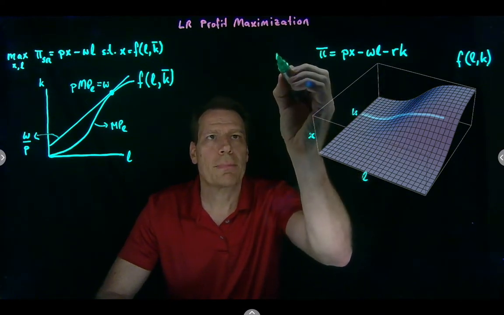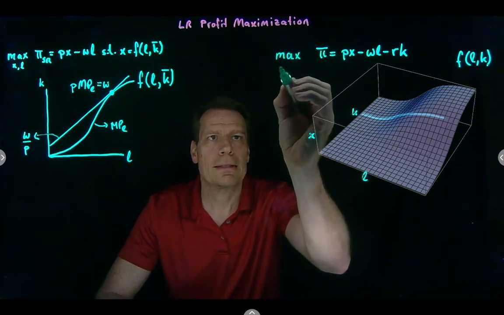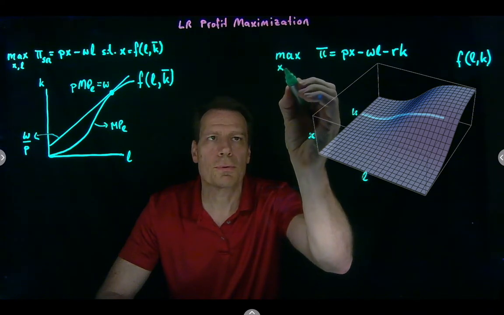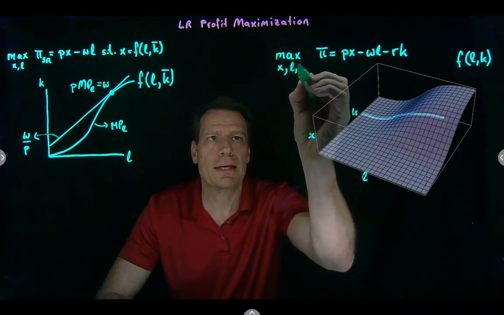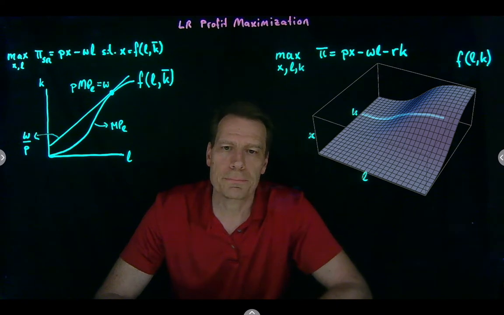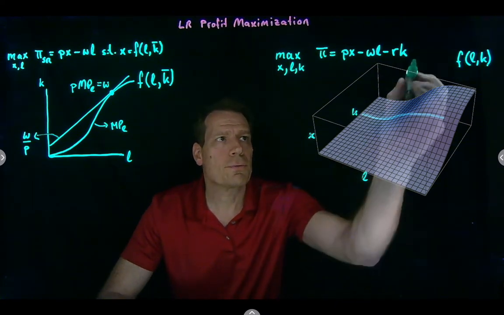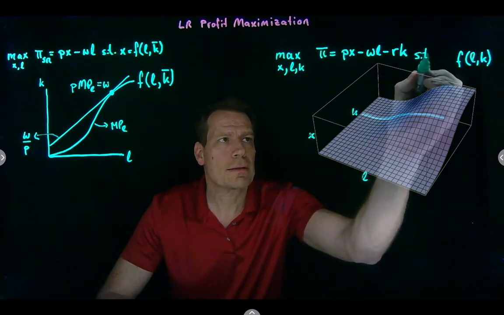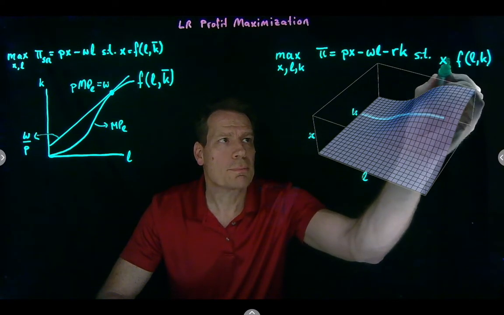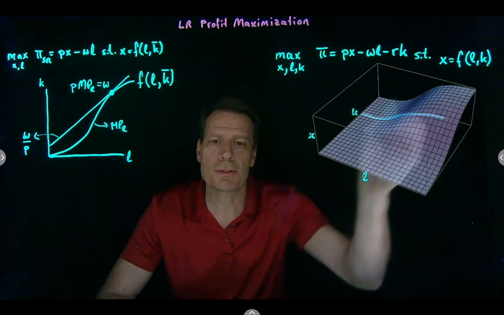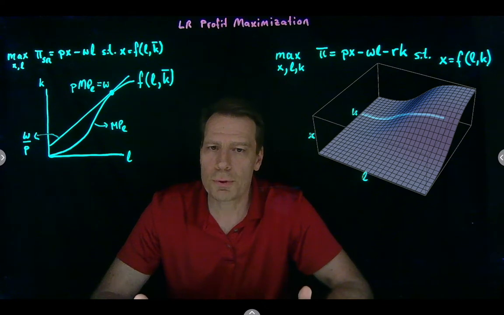The firm will maximize that, and now it'll choose how much to produce and what combination of labor and capital to use to produce it. But it'll have to do that subject to the constraint that X must be producible with the combination of labor and capital that the firm chooses.